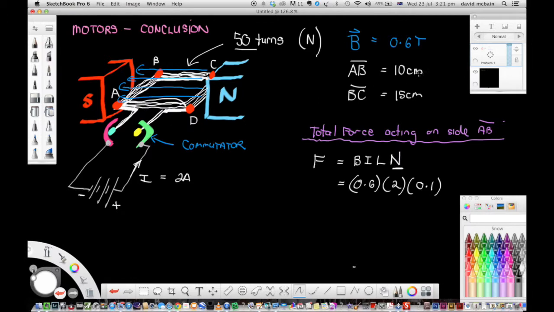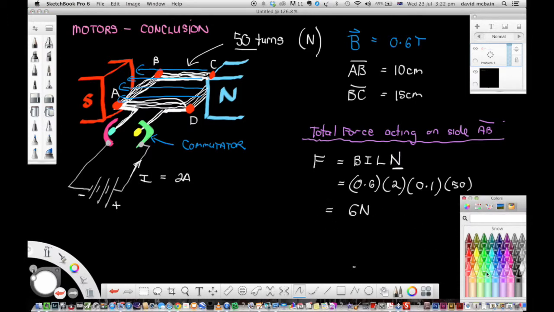And then finally, the number of turns in the wire, or in the coil, is 50. So we're going to multiply all of that by 50. So if we go ahead and work this out, it's going to be 0.6, it'll be 2 times 50, which is 100. 100 times 0.6 is 60, times 0.1 is 6. So that actually works out to be 6 newtons. So the value of the force trying to act on this side of the motor is 6 newtons.